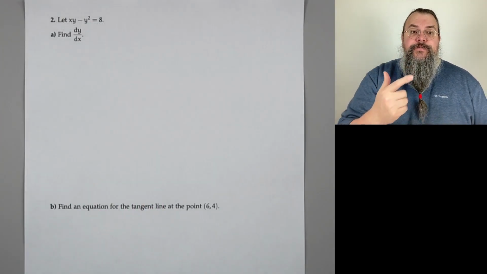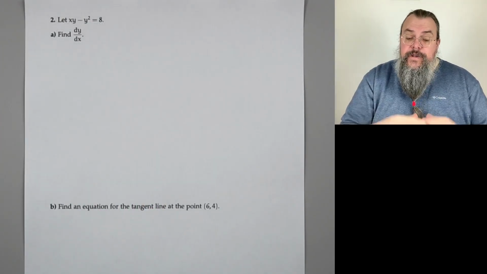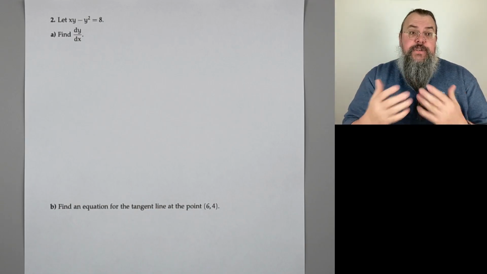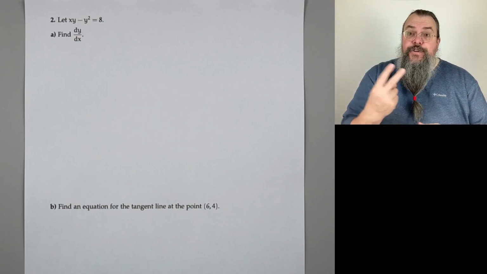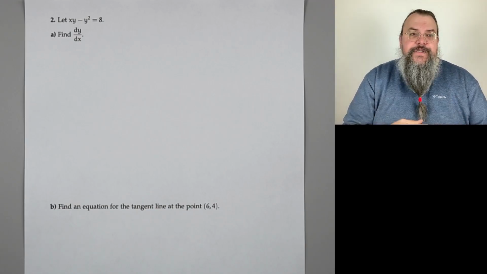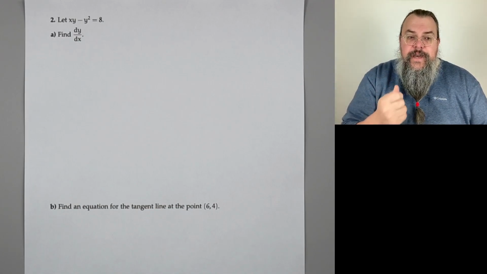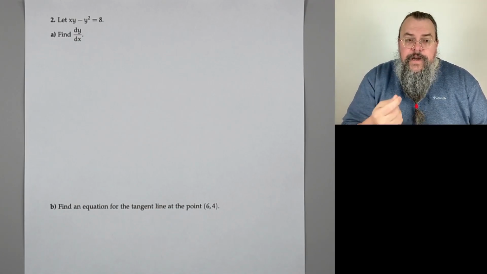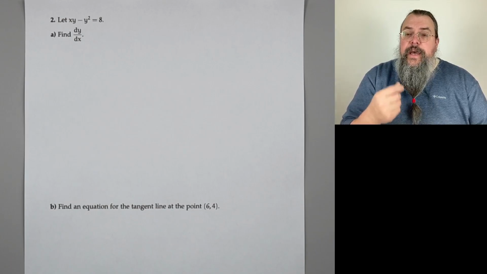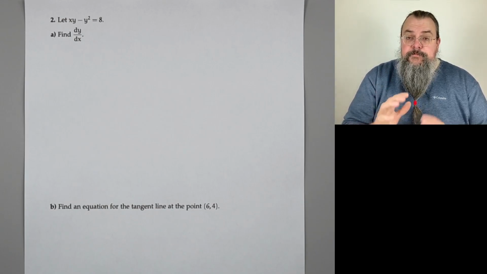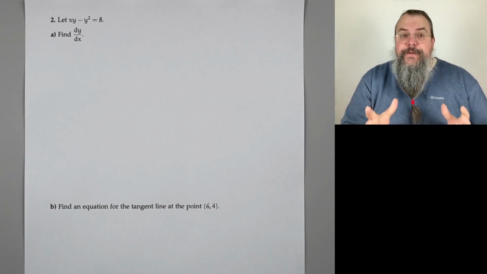Number 2. Let xy minus y squared equals 8. So this is a relationship between x and y. And it's a two-parter. Oh, they love two-part questions, don't they? Find dy dx, and then find an equation for the tangent line at the point 6, 4. Okay, so let's do part A first.